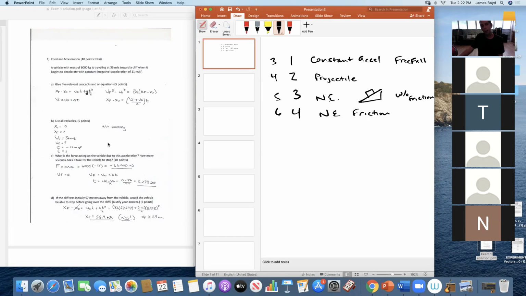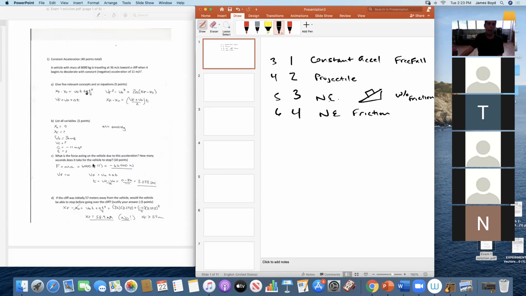So now that you've got your variables, that you basically read the problem and wrote down these variables, the first question that you're asked is, what is the force acting on the vehicle due to the acceleration? That's pretty simple, right? That's F is equal to ma, you have m, you have a, multiply. Make sure that you have a negative sign.